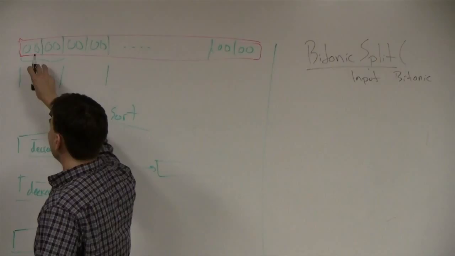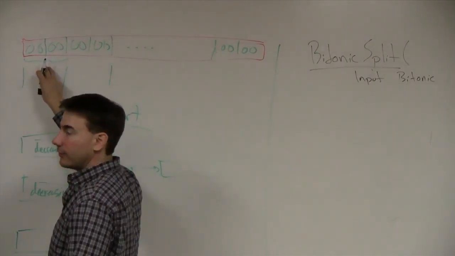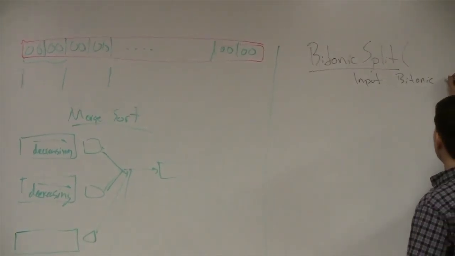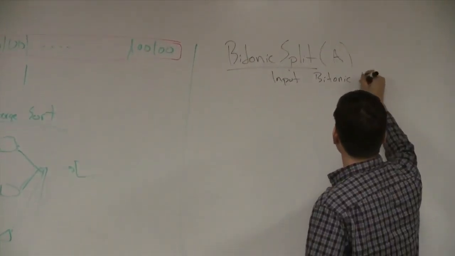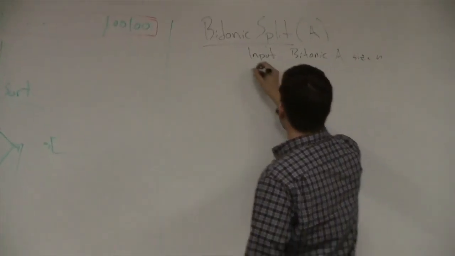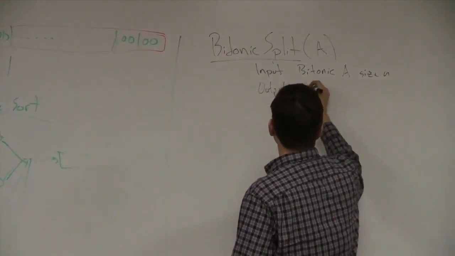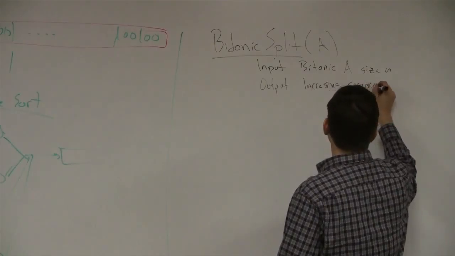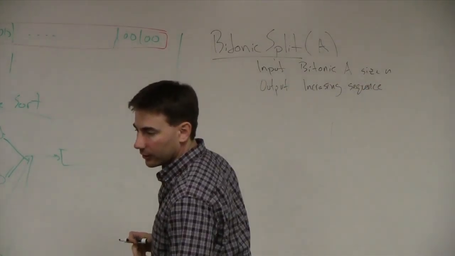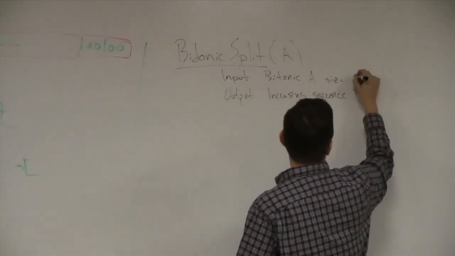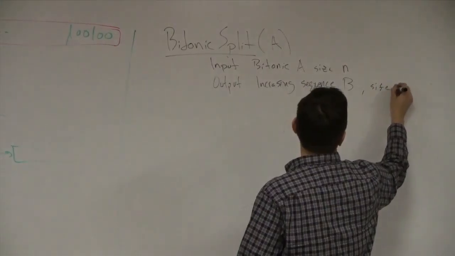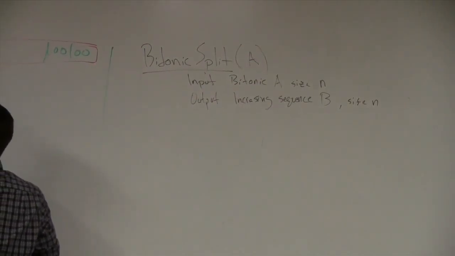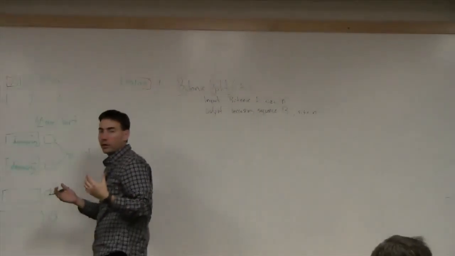So both of these are monotonic, but the input to them, if I merge them together, is going to be bitonic. So the key operation is: the input is a bitonic sequence A of size n, and the output is going to be an increasing sequence, B, of size n. So we're going to take essentially two sorted sequences, not just bitonic ones, and the input is going to be both of them together, and they're going to be bitonic.